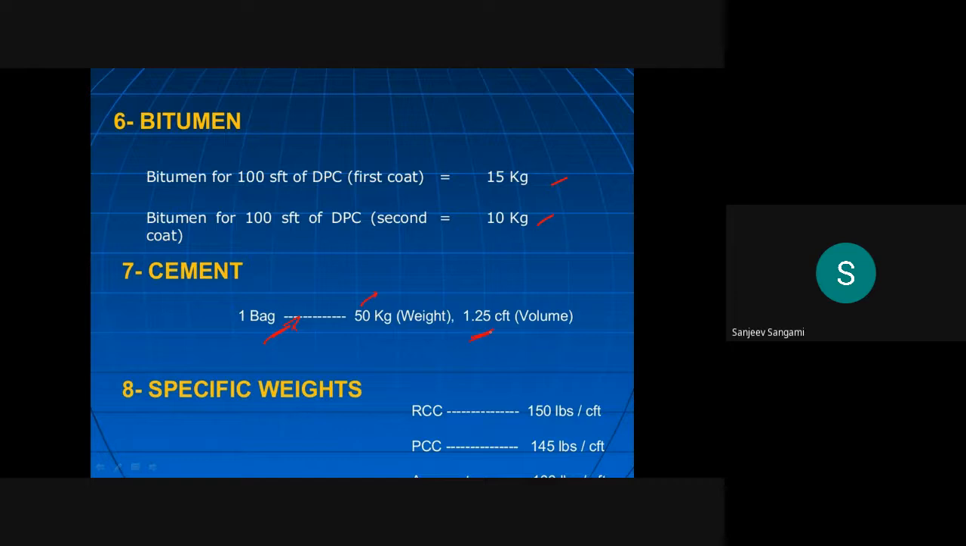And what will be the volume? This is very important. Many of you know one bag weighs 50 kg. But if I ask in another way, how much volume it is going to give, we can say it is 1.25 cubic feet. It will give 1.25 cubic feet.